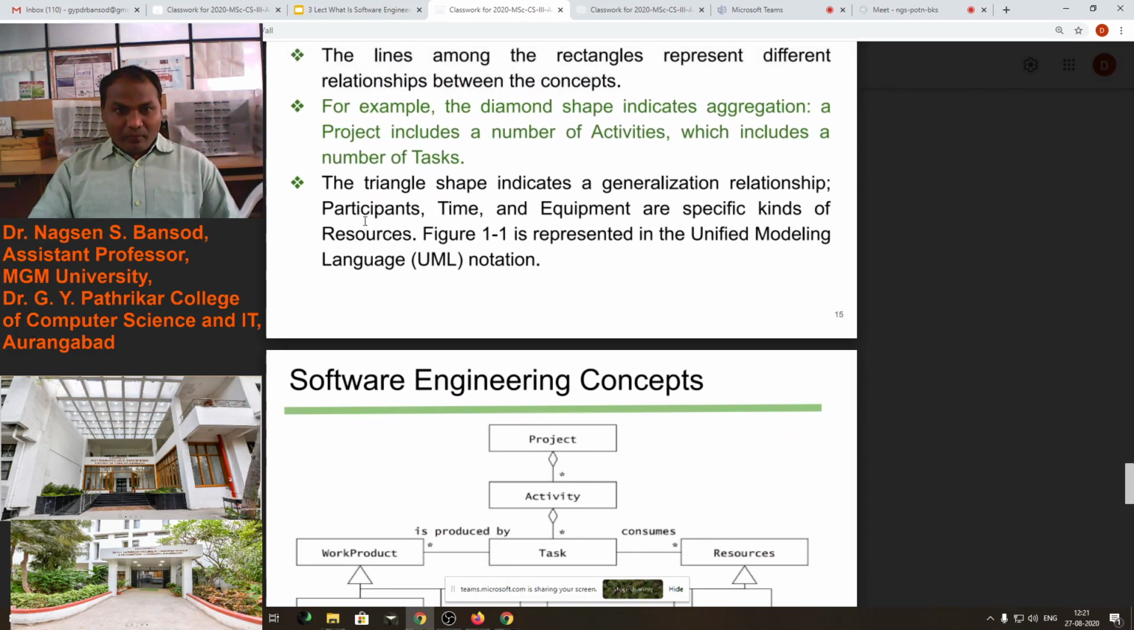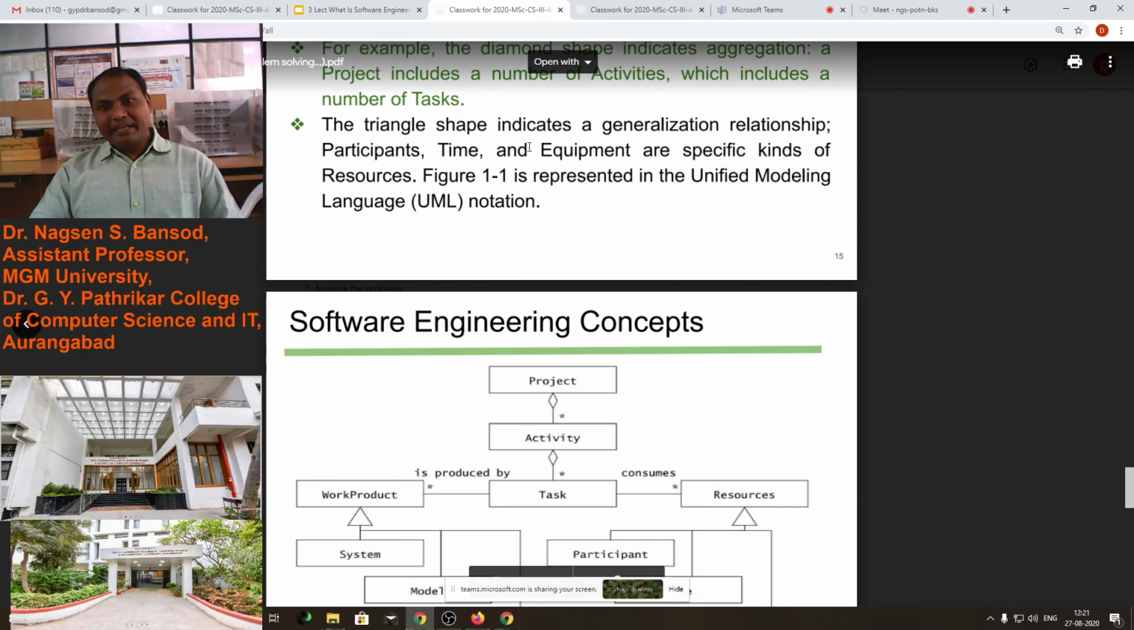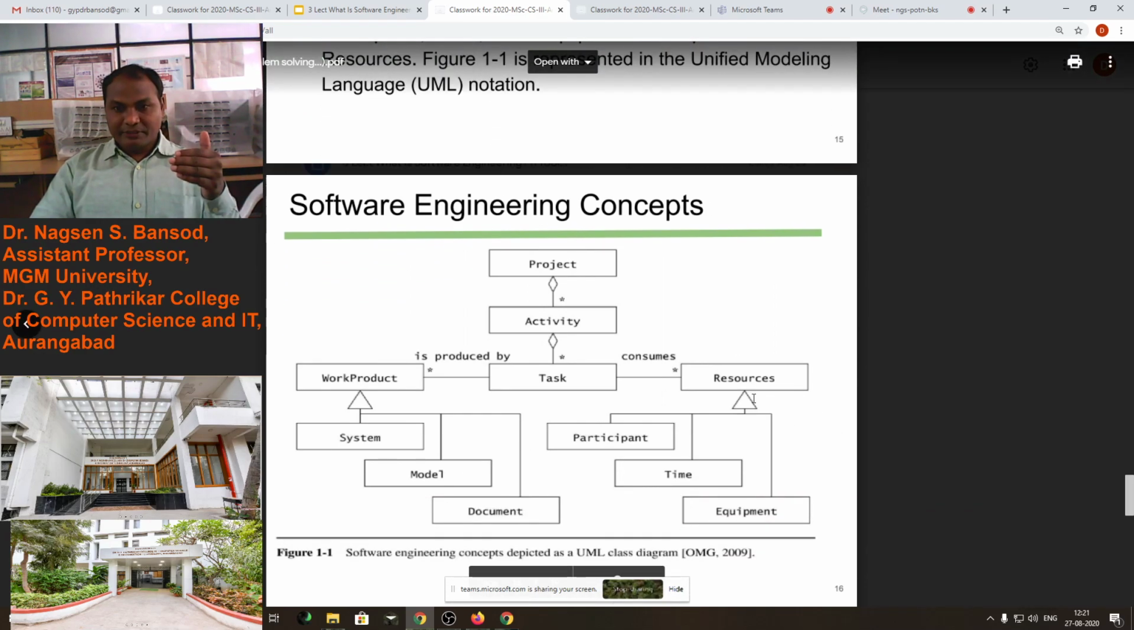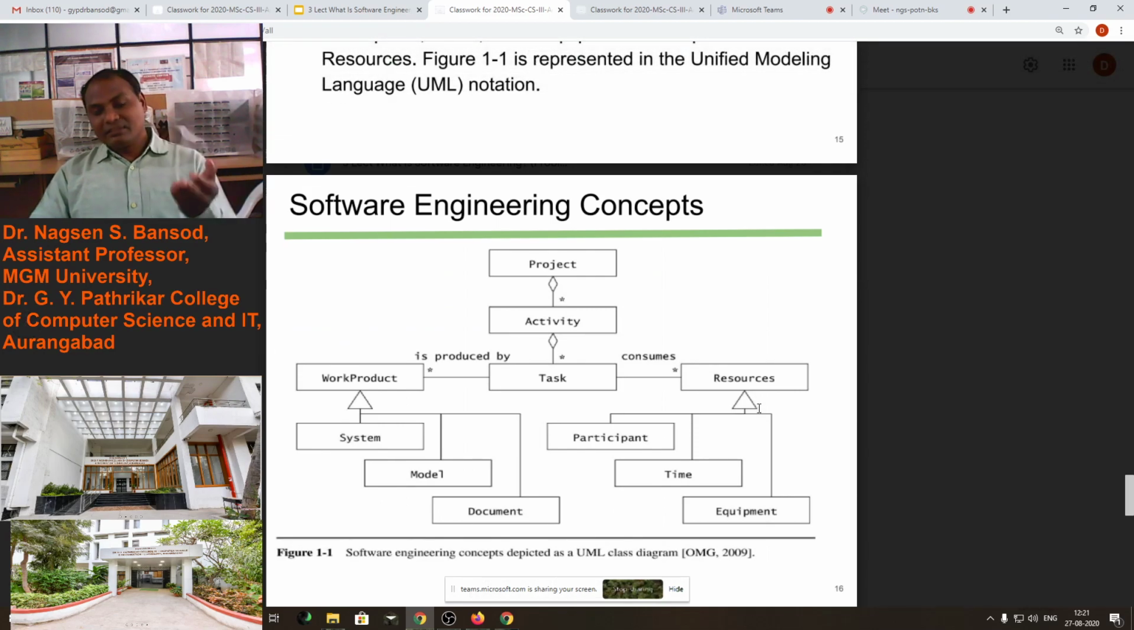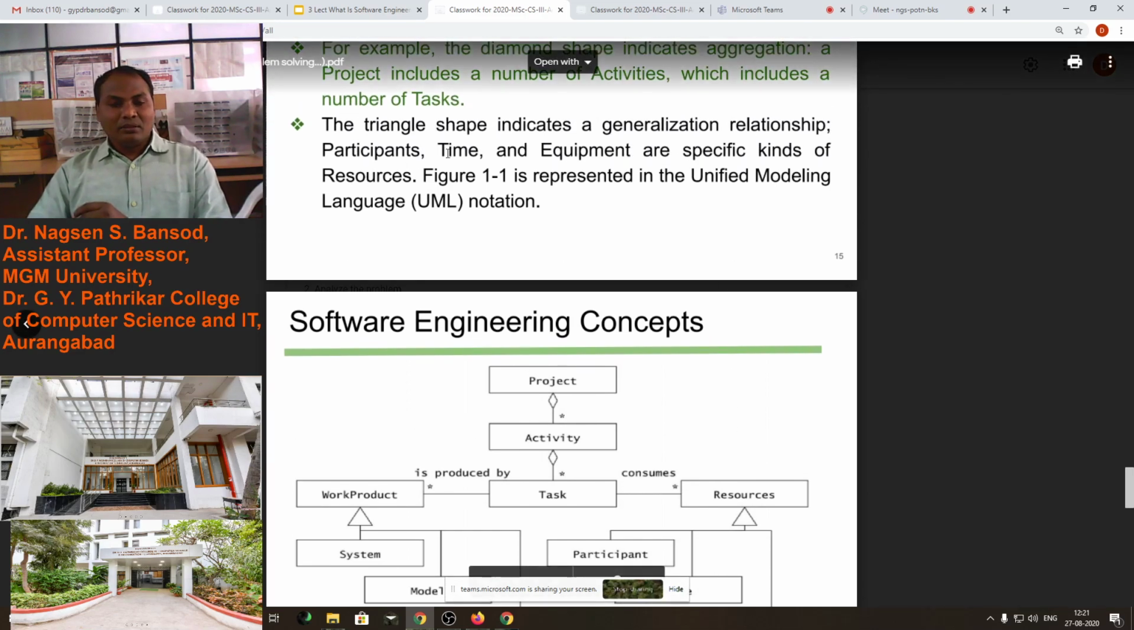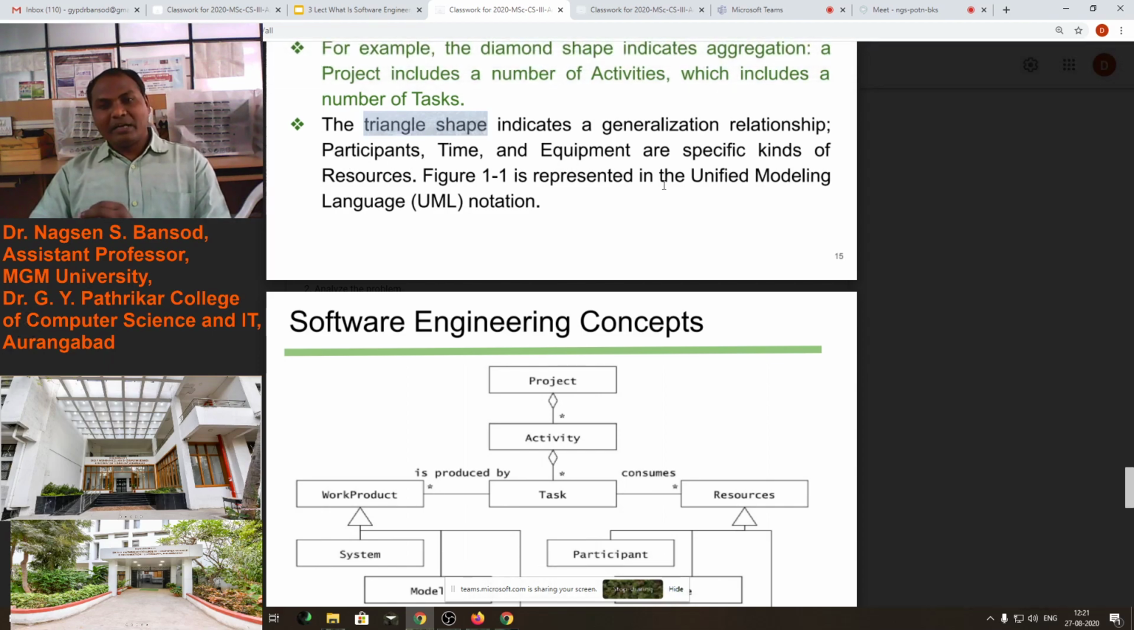Then a triangle shape indicates a generalization relationship. You see, resources is a general concept. General things are required for that, so there is the triangle shape. Participant, time and equipment are specific kinds of resources. You see, for every project, these things are required. These are the general things.